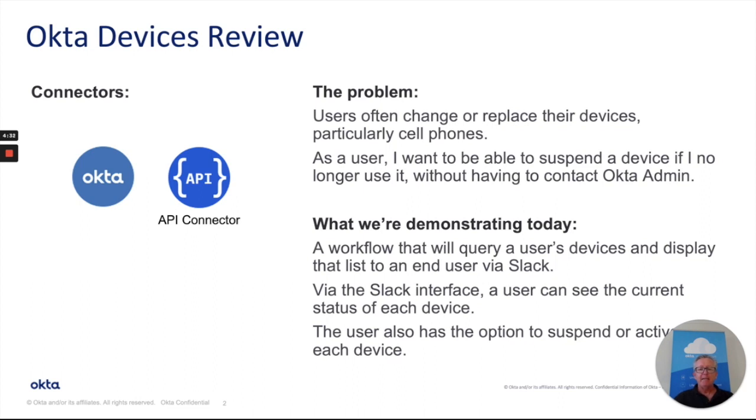What we're demonstrating today is a workflow that will query a user's devices and display that list to an end user via Slack. Via the Slack interface, a user can see the current status of each device that they have registered with Okta. The user also has the option to suspend or activate each device. Now let's have a look at the actual template.